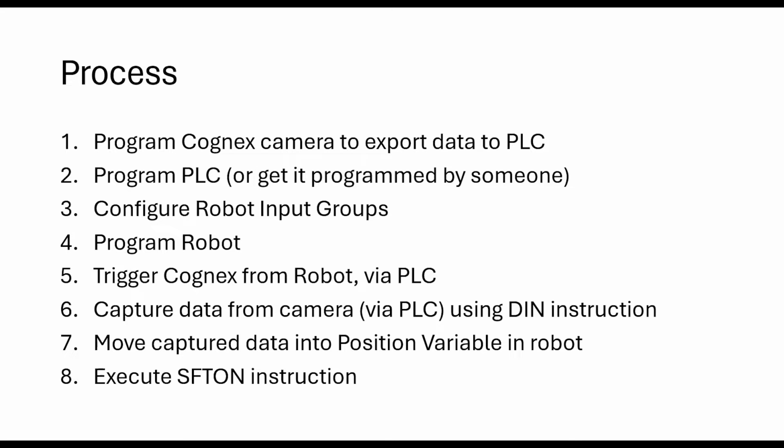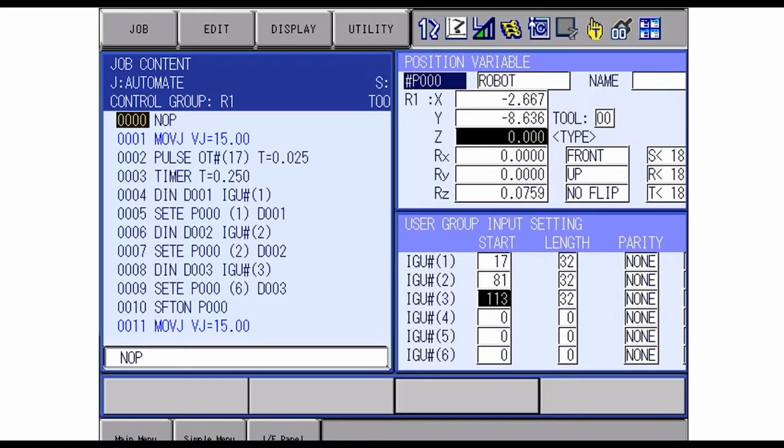You will then need to program your robot to do a couple of different processes, which we will go over. You will then need to trigger the Cognex from the robot via the PLC. The captured data from the camera via the PLC will need to be processed by the robot job using the DIN instruction. We will then need to move the captured data into a position variable in the robot. We will then need to execute the shift on instruction as well as its companion shift off. I'm not trying to go into all of the details on how to configure and use the robot. That's really outside the scope of this video, which is intended to be reasonably short.